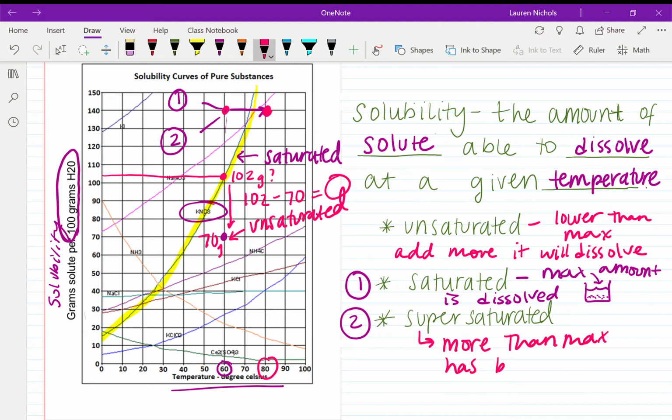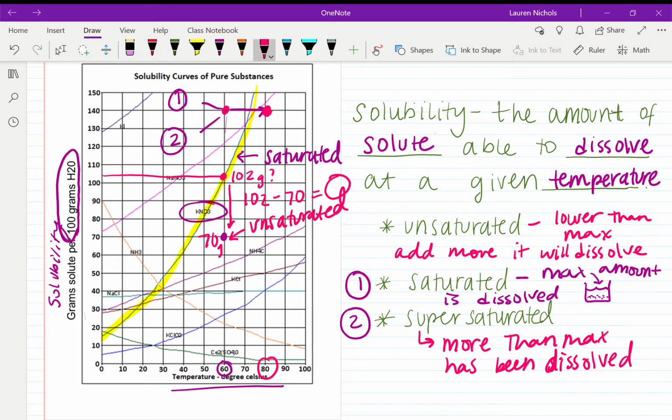And so the key thing though is that if you are looking at the problem and your point is above the curve, then you really have to make sure that it says, and it's all dissolved. Because if it's not, then you have a saturated solution with a lot left over in your beaker.